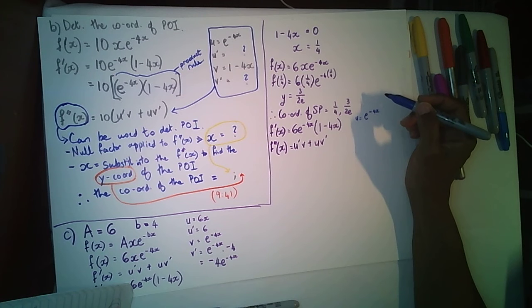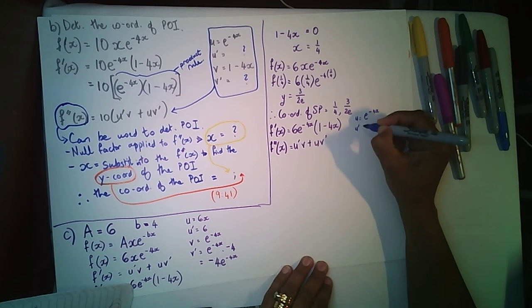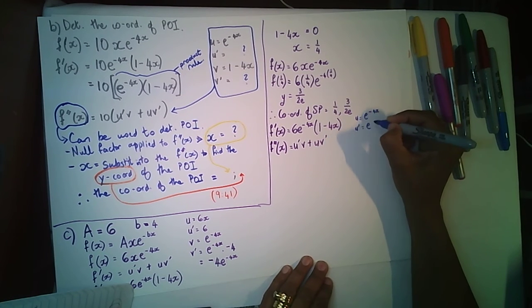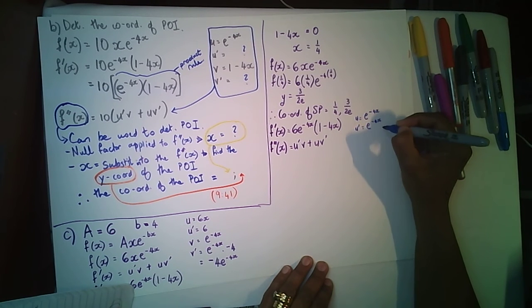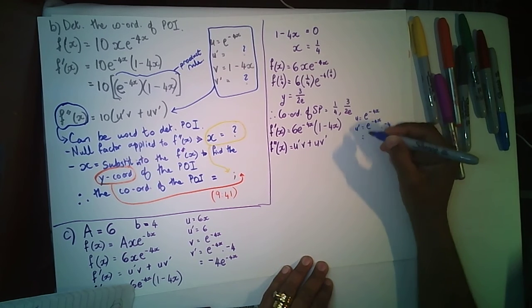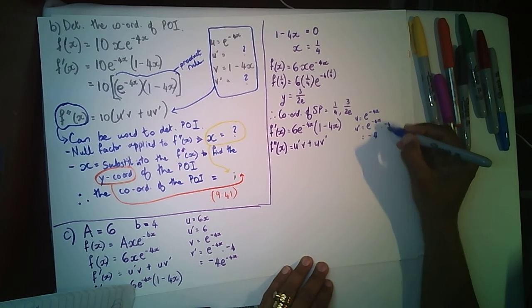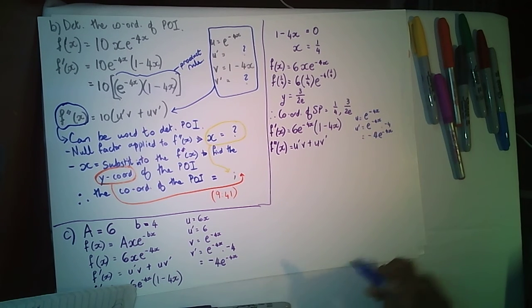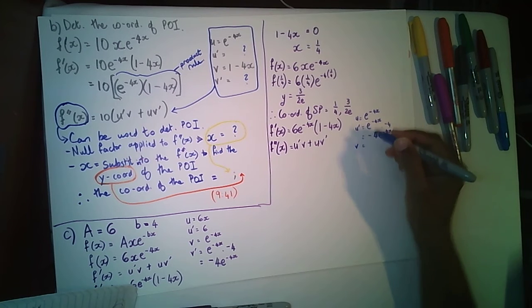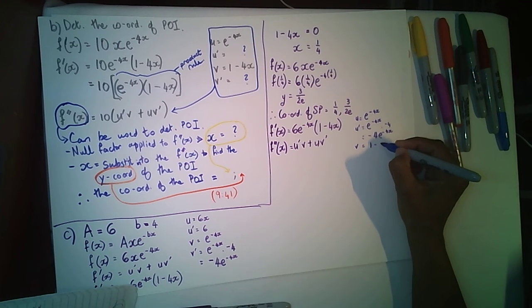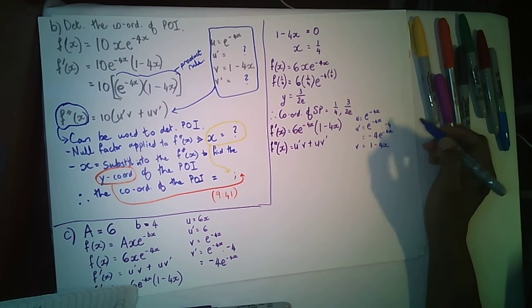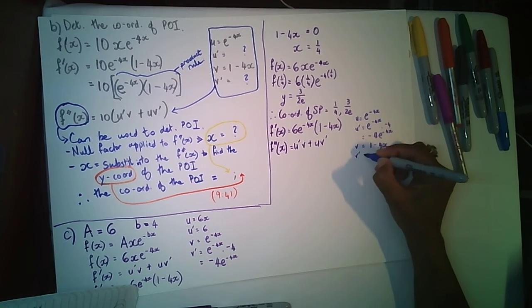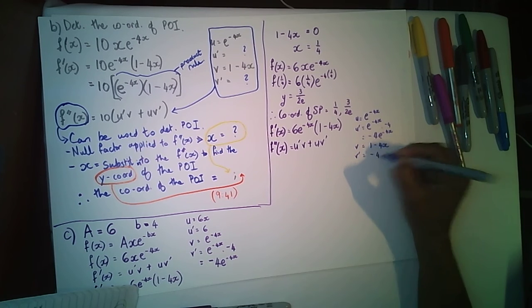So I've got a u value, and the u value is e to the negative 4x, and then I've got my u dash value ends up being e to the negative 4x times minus 4, which translates into negative 4e minus 4x. So that's my u values, and then v is 1 minus 4x. And when I differentiate him, I end up with just negative 4.